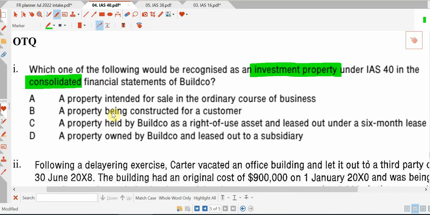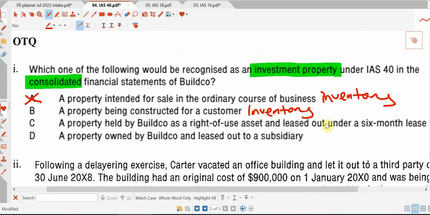Okay, let's check the first one. A property intended for sale in ordinary course of business. So they buy, sell. This is inventory. So A is not the answer. B, property being constructed for a customer. This is also inventory. Constructed property on behalf of the customer. People order and then we do. So now we only have 2 choices, C and D.